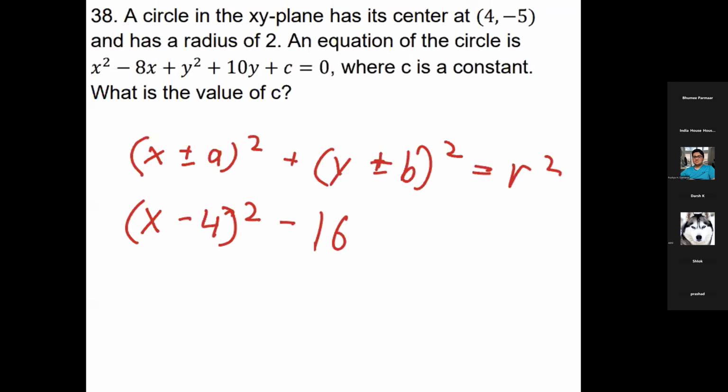And then for the y, if we want to get it into that form, we would have a center of y equals 5. So this would be y plus 5, because when y is -5, this would be 0, so y plus 5 squared. And then positive 5 times positive 5 is 25, so we'd have to do minus 25.